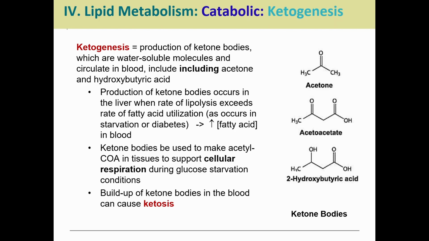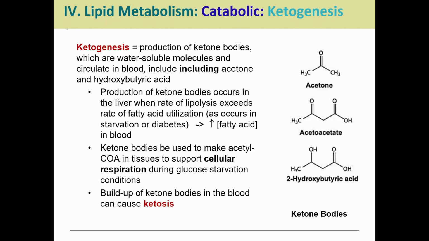Now, ketogenesis, we're creating ketones, ketone bodies like acetone. These are water soluble. So acetone, hydroxybutyric acid, these are ketone bodies. These occur in the liver when lipolysis exceeds the use of the fatty acids. So we see this if someone is starving or if someone has diabetes. We'll see the uptick of ketone bodies. So we can use ketone bodies to make acetyl-CoA, so we can go into cellular respiration when we are without glucose. And when we have a lot of ketone bodies, this is what builds up and what we call ketosis.